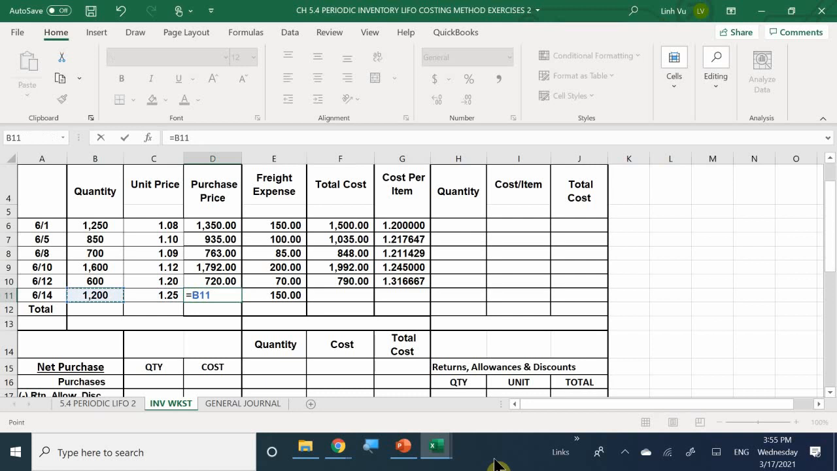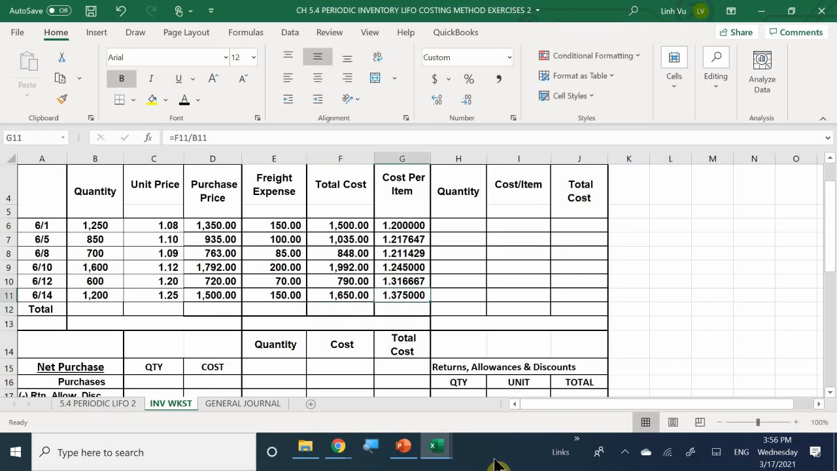Last but not least, on June 14th, I made a purchase of 1,200 units at $1.25. So what is my purchase price here? $1,500. All right. Plus my freight of 150. $1,650. All right. So then again, bringing my cost per item to be $1.3750. Okay. So now that I have my numbers here, let's go ahead and sum up our totals.